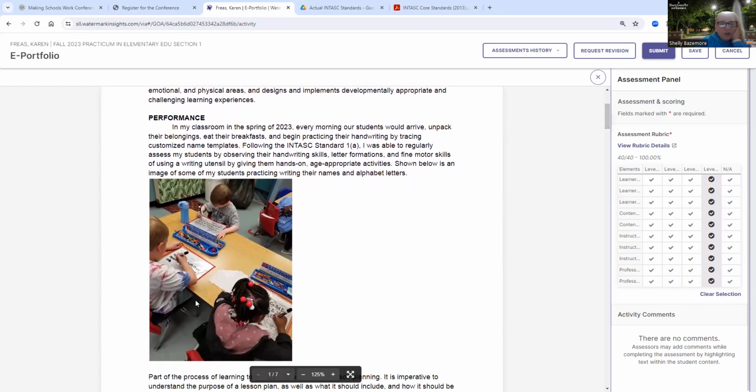So this picture is the artifact. The blurb or the paragraph above it describes it. So in my classroom in the spring of 2023, every morning our students would arrive, unpack their belongings, eat their breakfast, and begin practicing their handwriting by tracing customized name templates. Following the InTASC standard, I was able to regularly assess my students by observing their handwriting skills, letter formations, and fine motor skills of using writing utensils by giving them hands-on age-appropriate activities. Shown below is an image of some of my students practicing writing their names in alphabet letters.